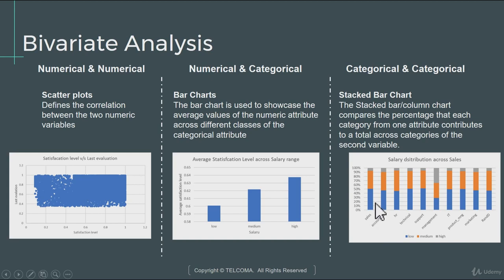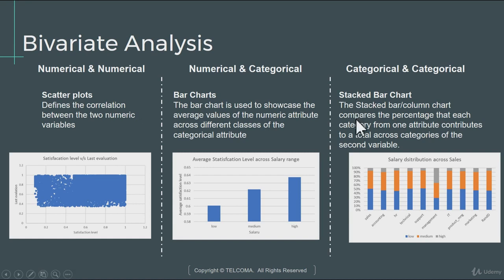So you can see that sales has approximately 50% in the band low, another 40% in the band medium, and around 10% in the band high. So on you can go. And if you take a closer look, you can see management looks different. So just using a simple visual inspection, using a stacked bar chart, you can look into the distribution of one categorical attribute across each level of the other categorical attribute.